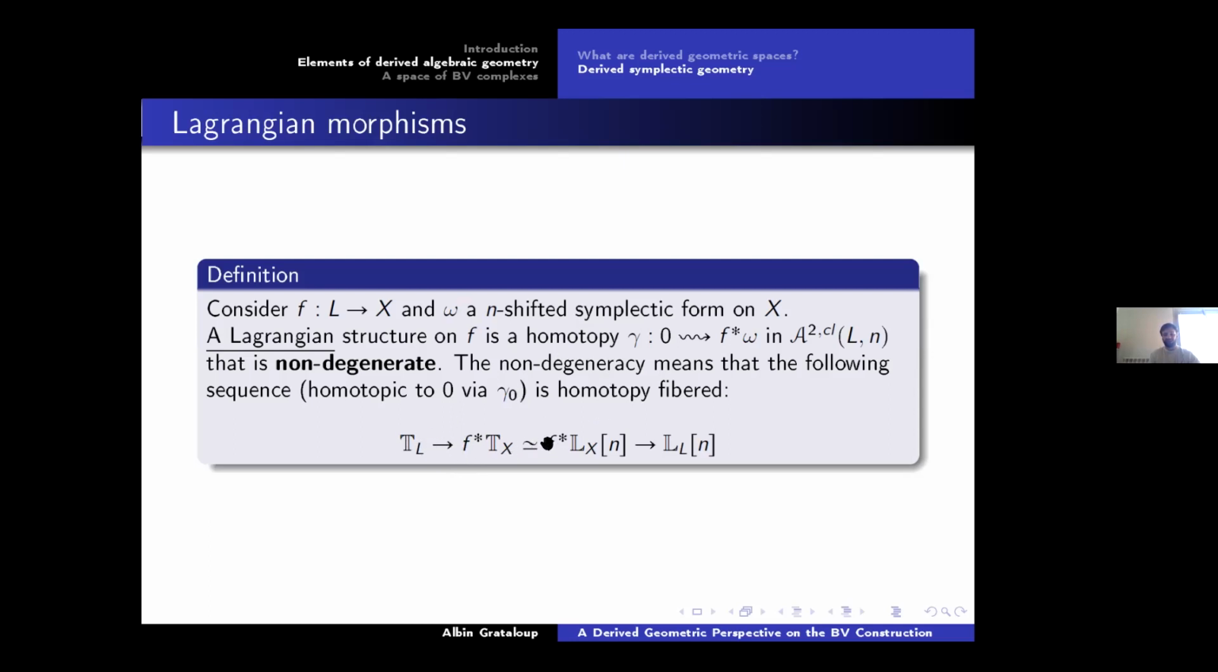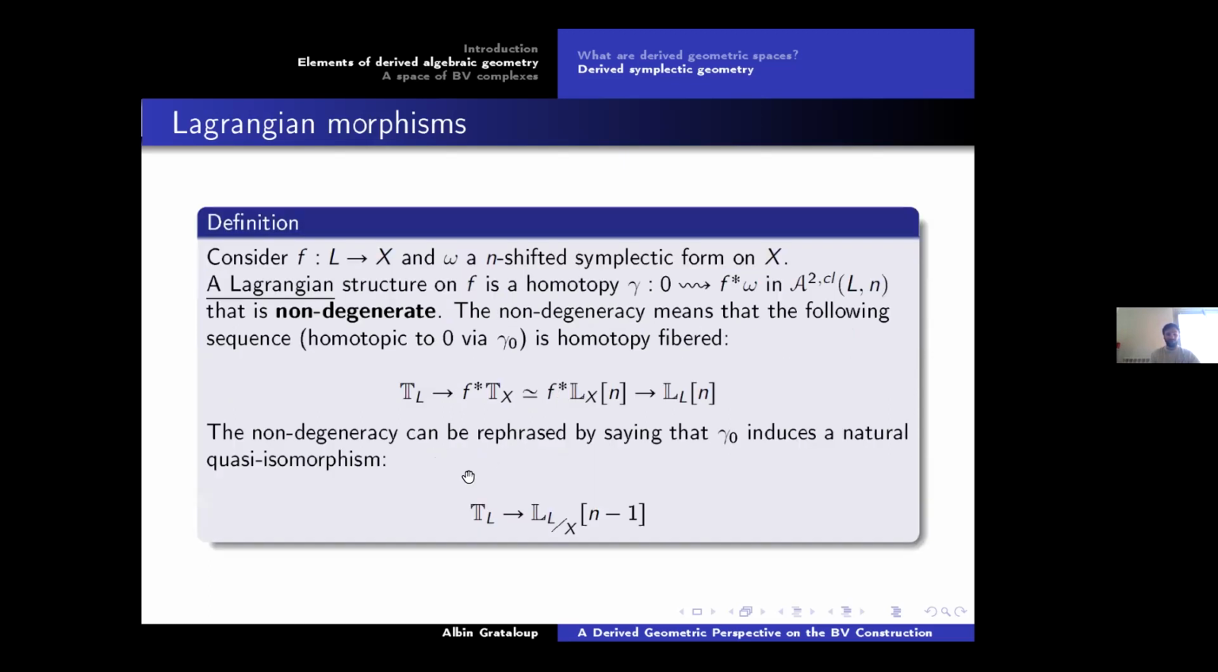Either we get a sequence which is null homotopic thanks to gamma here, and this non-degeneracy says that this sequence is fibered. Or, if you're more familiar with it, you can get a quasi-isomorphism from the tangent complex to the conormal with the appropriate shifting.